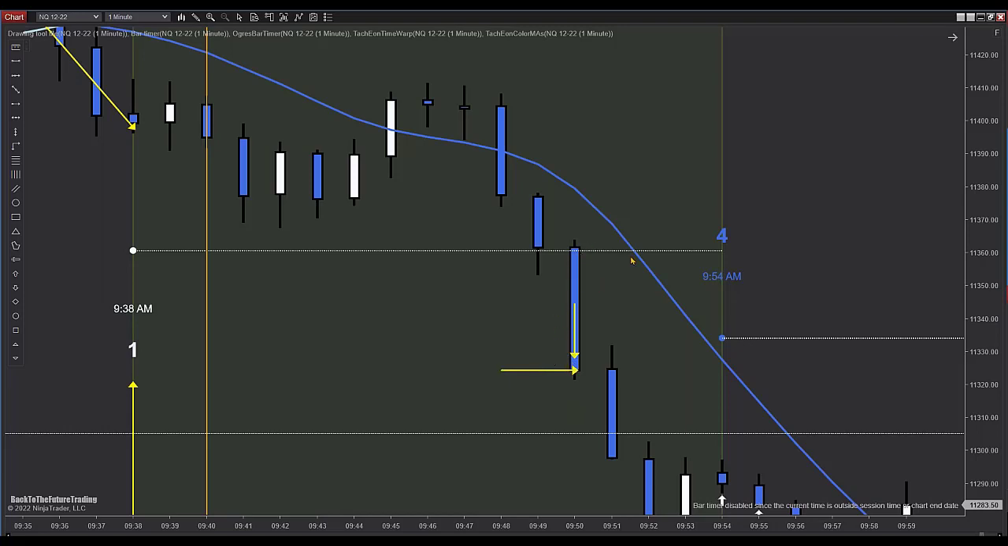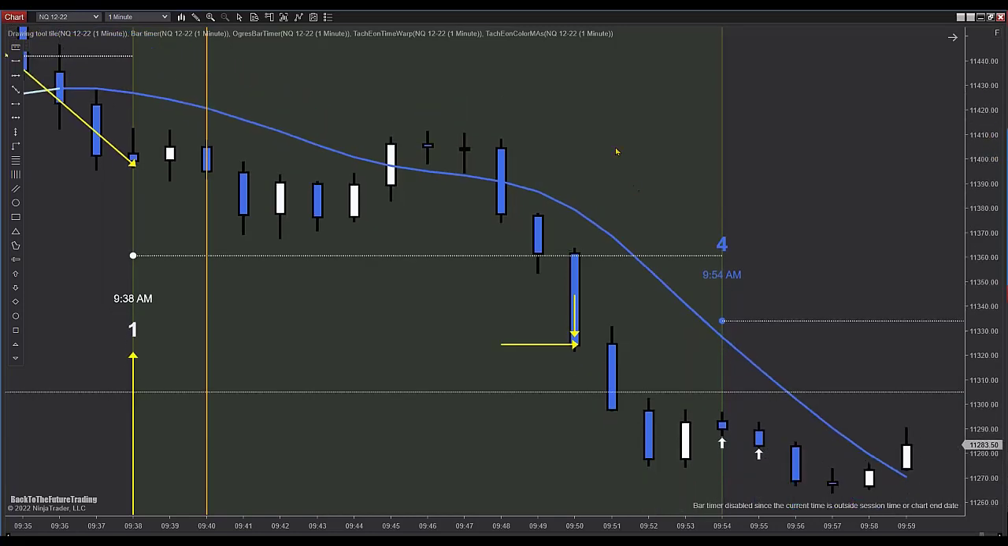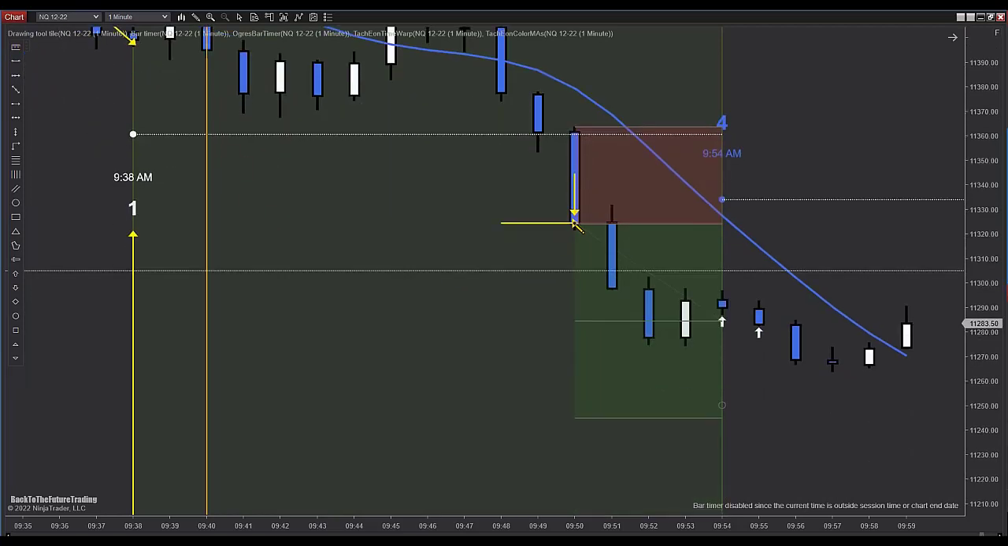I call these STP trades, or stop punctures. And we would just enter like this, and we drag our stop to the wick. And we'd have 3 positions.